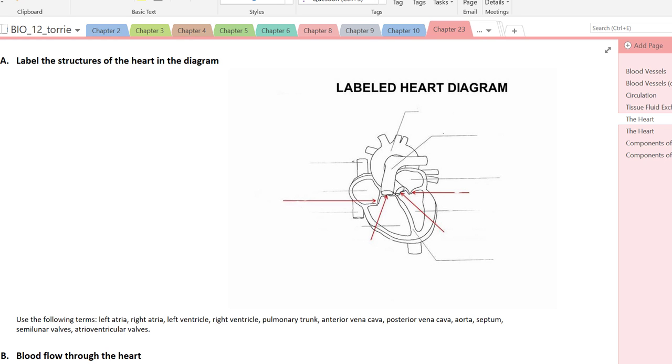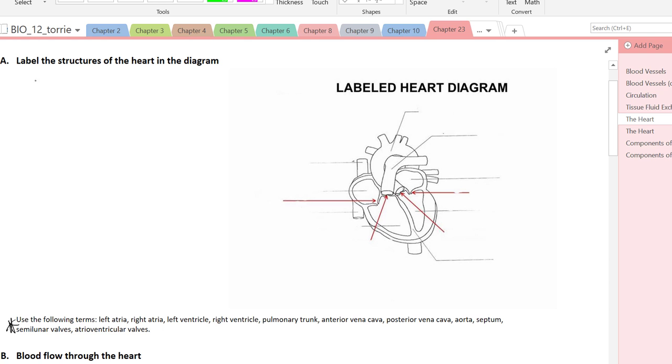So in the first section here, I'm going to get you guys to go through labeling the structures of the heart. So use your textbook. And I've given you the list here down at the bottom to focus on. And what I would suggest doing once you get it labeled is just go through and give a function for each of the structures.